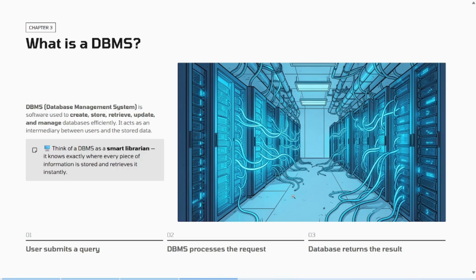Imagine you visit a library. You ask the librarian, I need the DBMS book. The librarian immediately knows where the book is. The librarian brings the book to you. Here, you are the user. The librarian is the DBMS. The library is the database. The librarian helps to find the book quickly. This is exactly what the DBMS does.